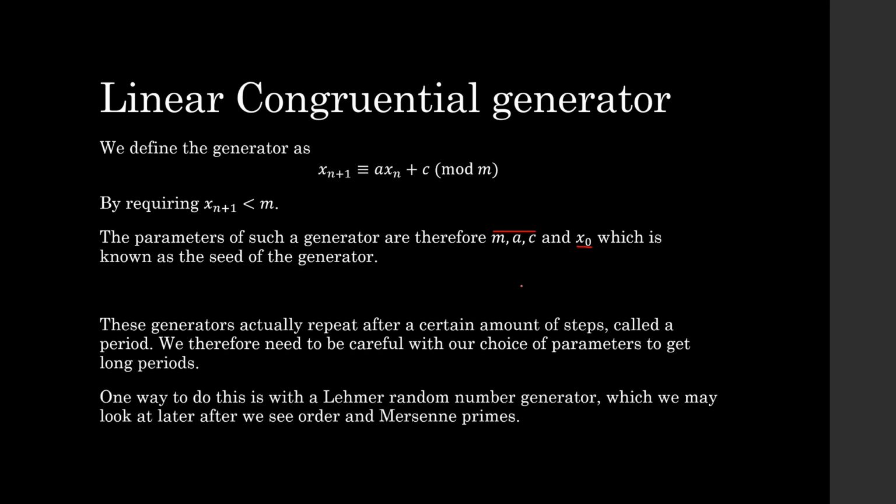So one way to do this is with a Lehmer random number generator, but we're not actually going to look at that now because it requires some knowledge of order and primitive roots and Mersenne primes. I don't know if we'll look at that in later videos. I'm still not sure if I'm going to continue this series after this or not. But if we do, then hopefully we'll be looking at the Lehmer random number generator. Otherwise, right now, this is just the general format for a linear congruential generator mod m.